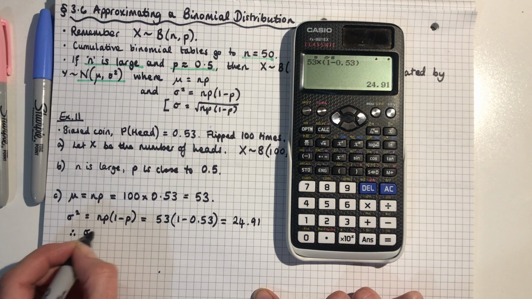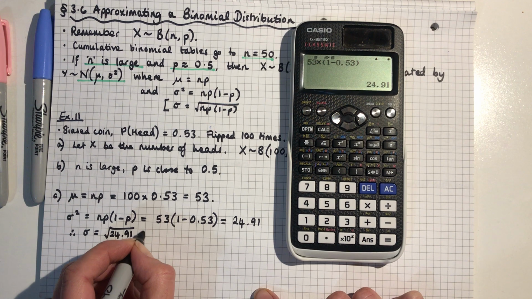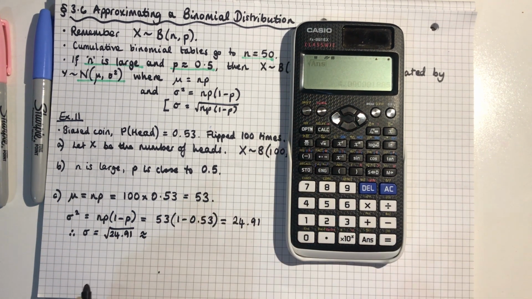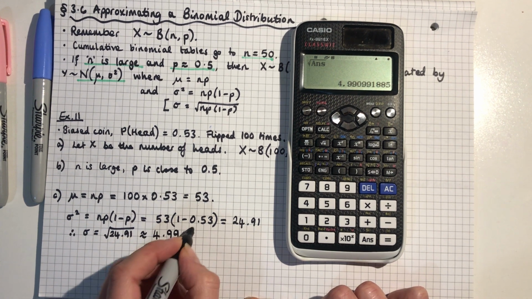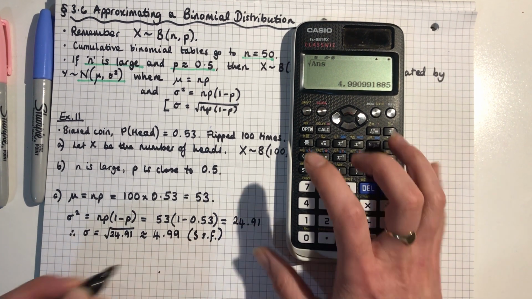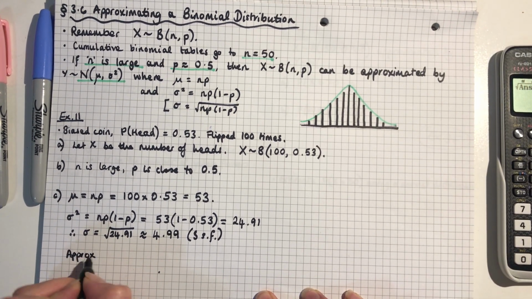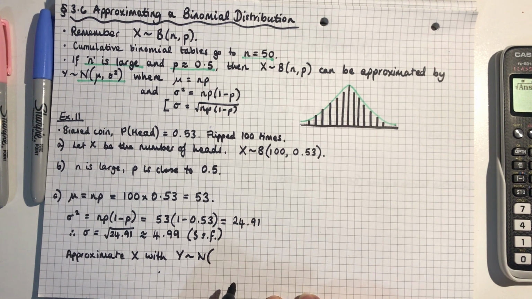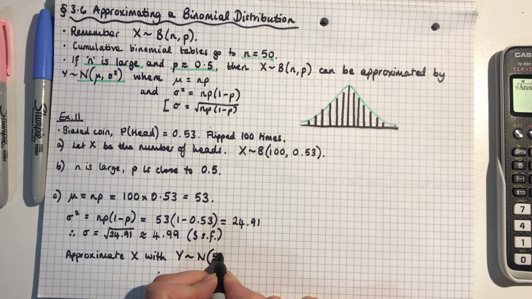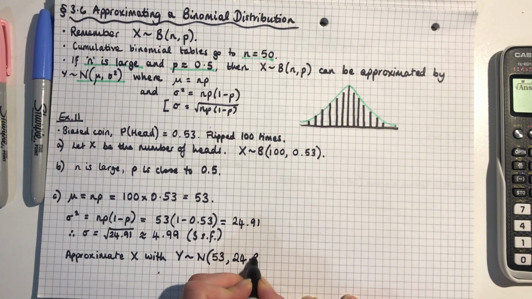So we have a standard deviation of the square root of that, which is 4.99, and that's to 3 significant figures. So we are approximating this distribution, x, with y, which is a normal distribution, with mean 53 and variance 24.91.